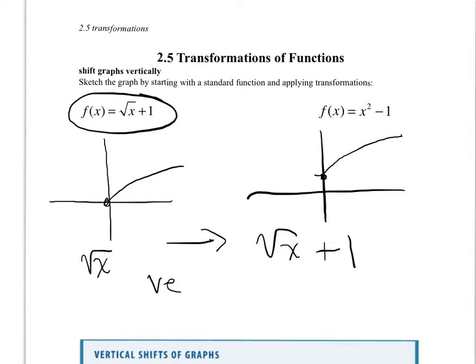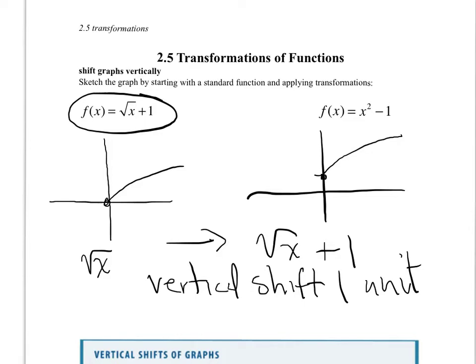So this is called a vertical shift 1 unit. And you can say up if you want, but 1 unit is sufficient.